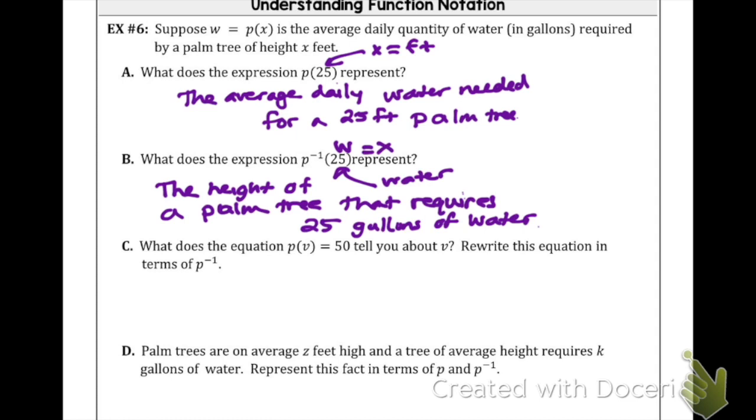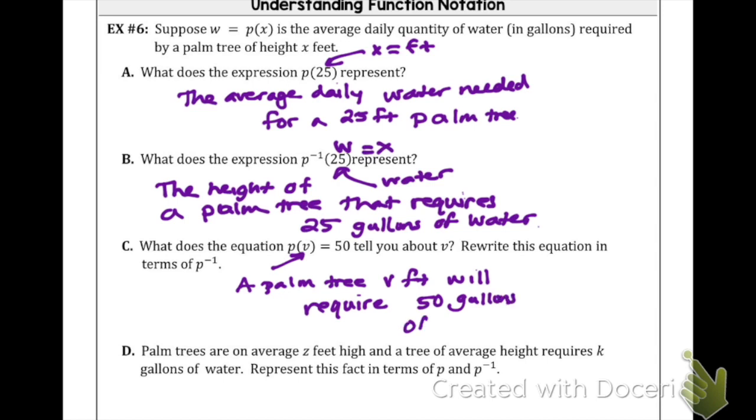Okay, so for C, what does the equation P of V equals 50 tell us? So remember this, V is the same as kind of our X, right? And what did X represent? X represented the height of our palm tree, right? So a palm tree V feet will require how much water? 50 gallons of water.